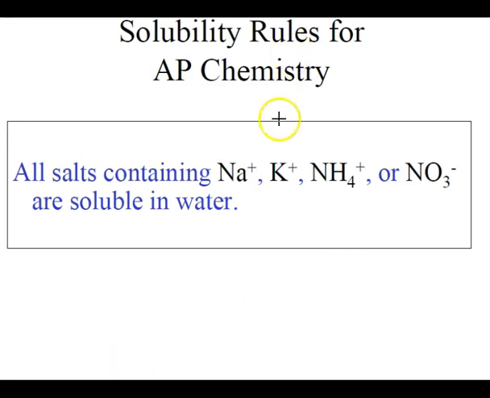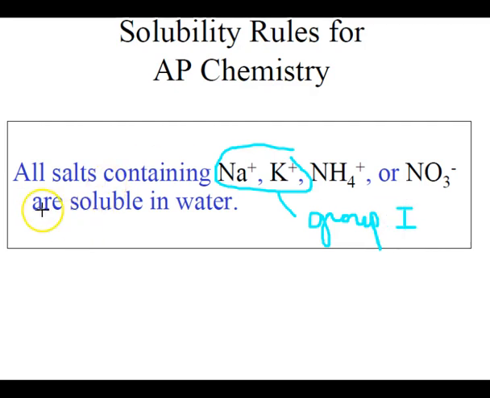I'm going to modify this a little bit. These two are from group 1. So we're just going to say if it has an ion from group 1 or ammonium or nitrate in it, we're going to say that those are always soluble. So if we see those, we know those break apart in water. Those things are more attracted to water than whatever else they could be joined with, so those compounds that contain those will dissolve.